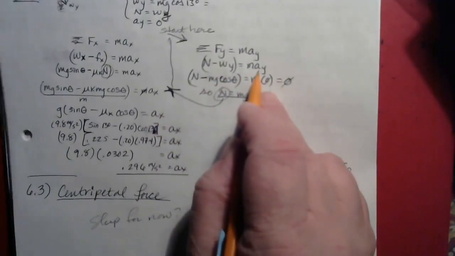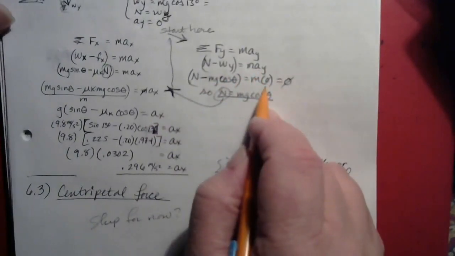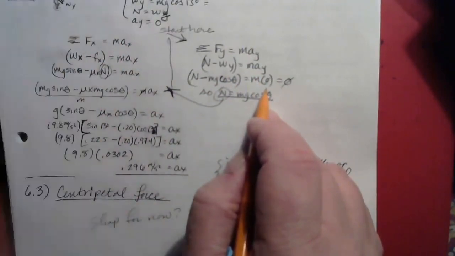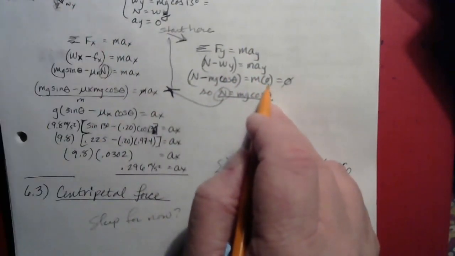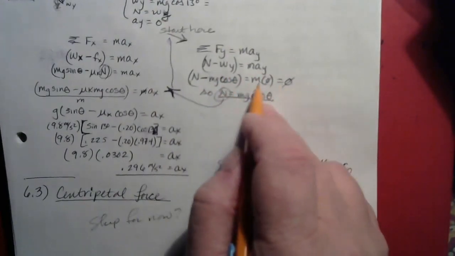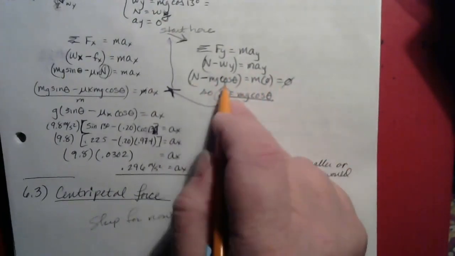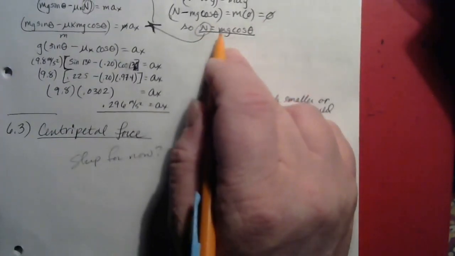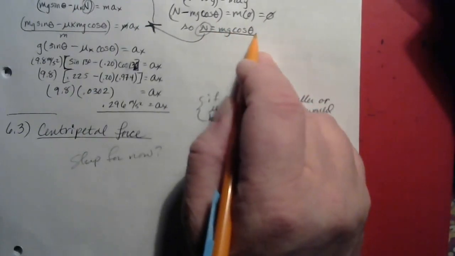That should be equal to mass times the acceleration in the y direction, which is 0, because the skier or the snowboarder is not rising or falling, so there's no acceleration in the y direction. And so that overall is equal to 0. So n minus mg cosine theta is 0. And what that means is that n is equal to mg cosine theta.